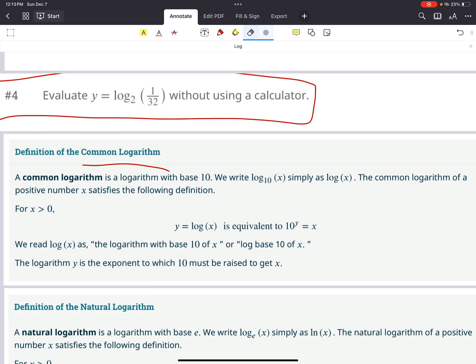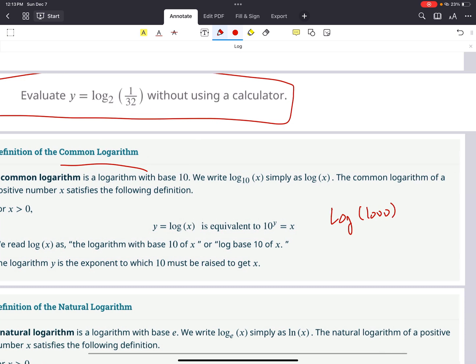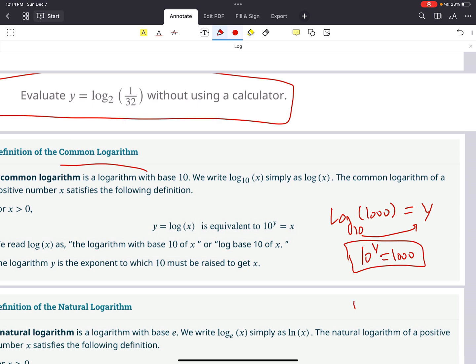And what about log of 1000? You're asked to evaluate this. To evaluate it, you must place the log equal to y. We're searching for the value of this log. What do we get? Well, I know that the base is 10. That means 10 to the power of y equals 1000, where 10 to the power of y equals 10 cubed, so y equals 3, and that's your answer. It's that simple.